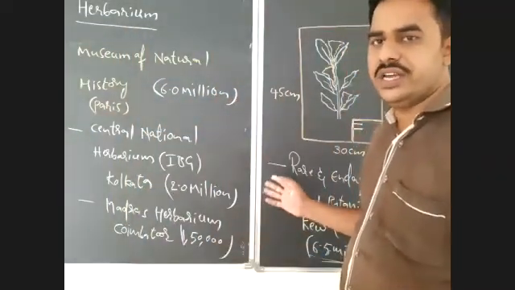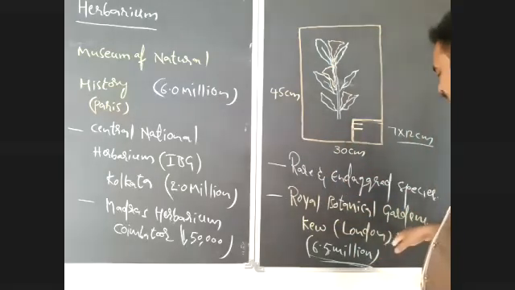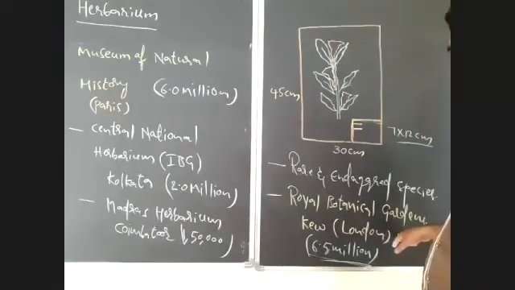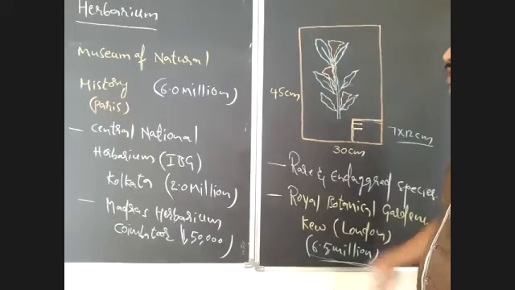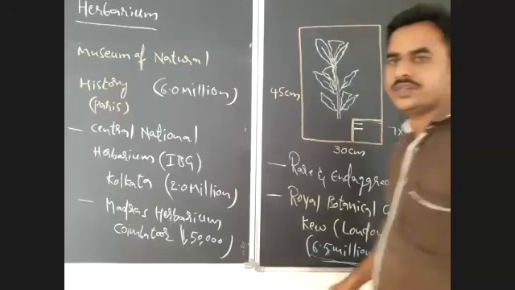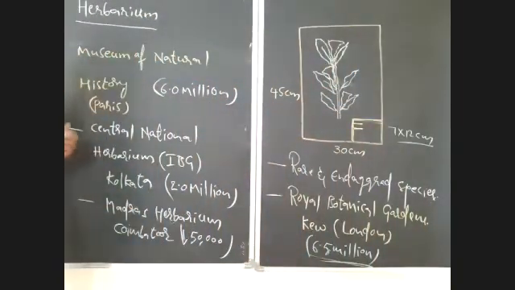Which is the largest herbarium in the world? The largest herbarium in the world is the Royal Botanical Gardens Herbarium, which is located in Kew of London. Here 6.5 million herbarium specimens of plants are preserved. And after that, the second largest is the Museum of Natural History of Paris, where 6 million herbarium specimens are preserved. You have to notice that, right?